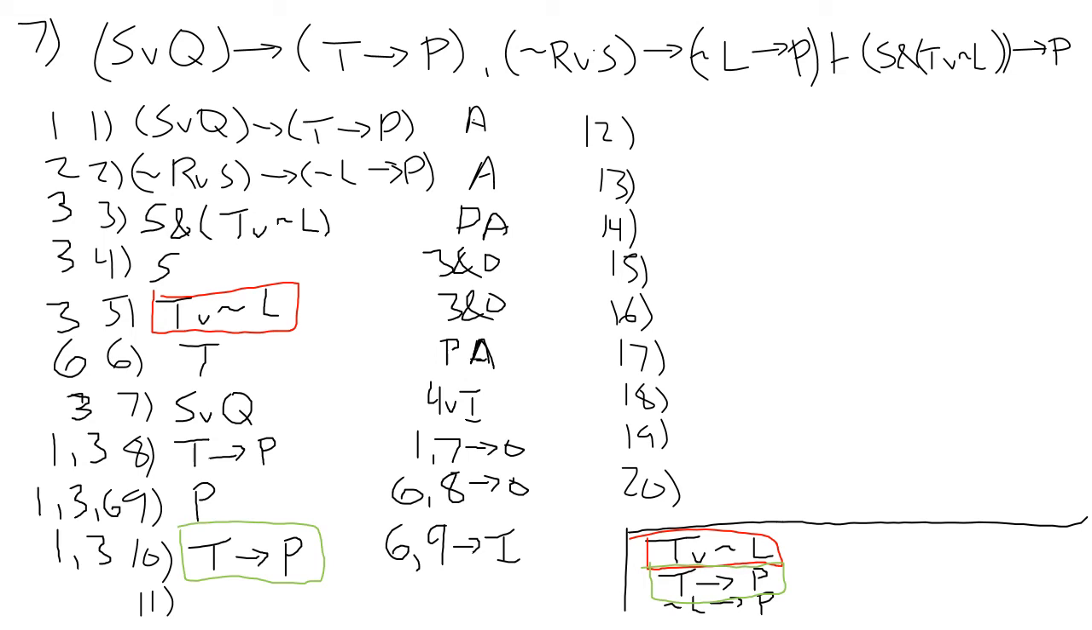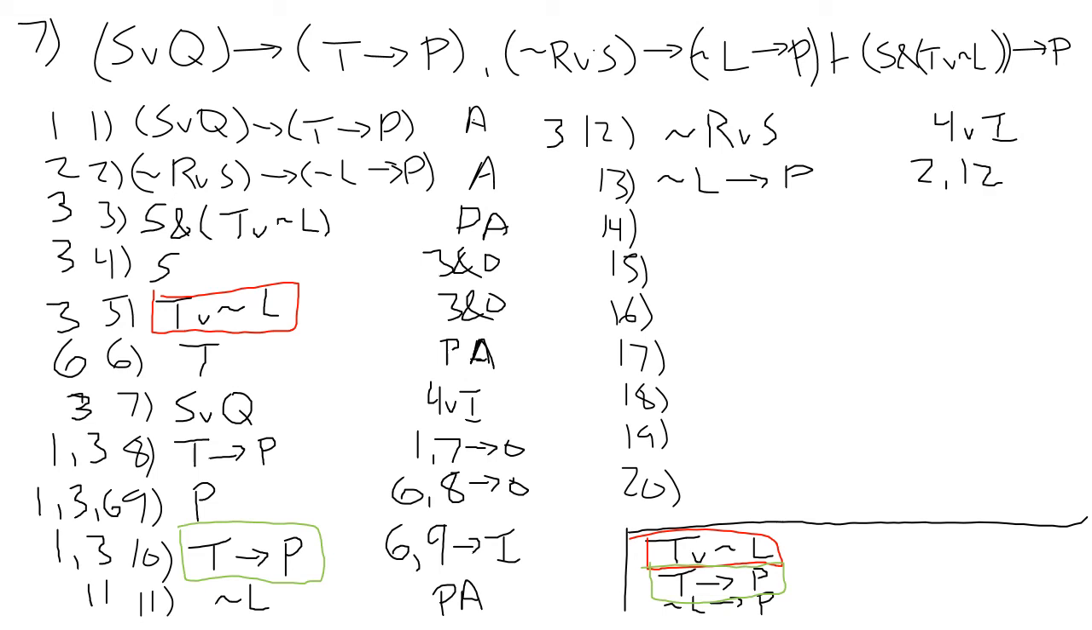Now we need to get our other conditional statement, so we'll start with tilde L, and we will mark it as a PA, and this time we'll wedge in a tilde R on our S, so that will be from 4 wedge in, which has 3 next to it. Then we can get tilde L arrow P from 2 and 12 arrow out. 2 and 12 have 2 and 3.